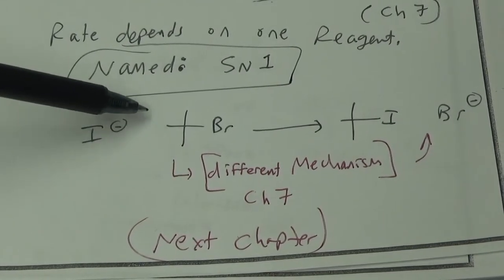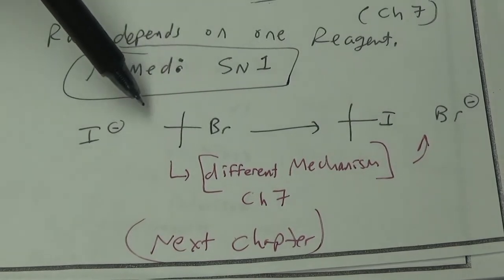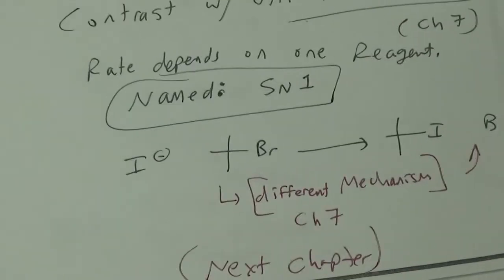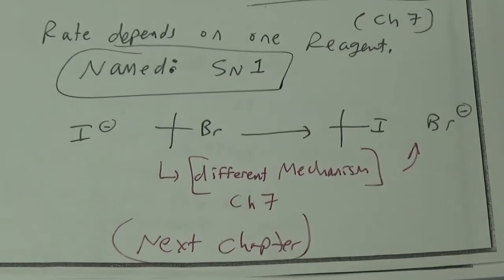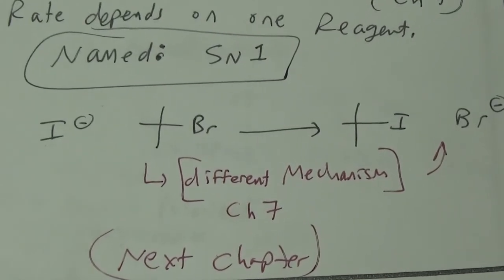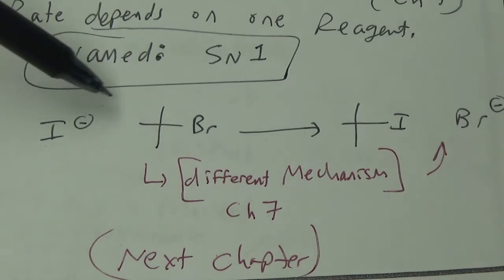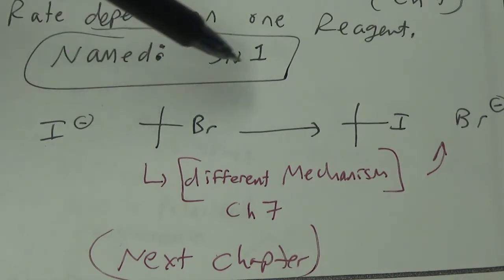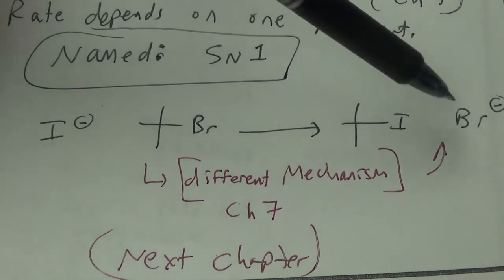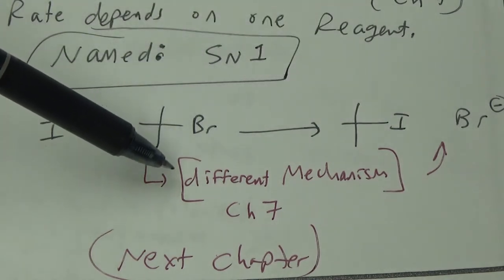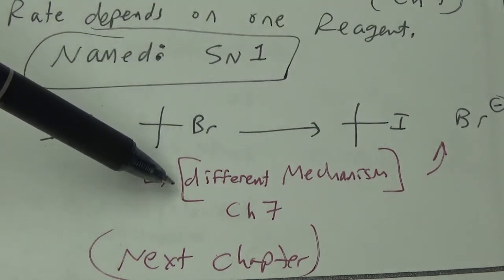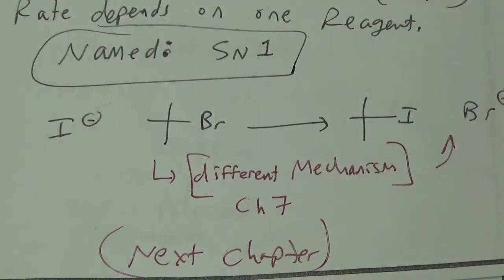If you have a tertiary substrate, then you start having these unimolecular reactions. We'll see why it's special for tertiary substrates. Here, iodide reacts with a tertiary bromide, and it gives the tertiary iodide and bromide. It's a different mechanism. It is not SN2. It's actually going to be this SN1 reaction. That's next chapter.